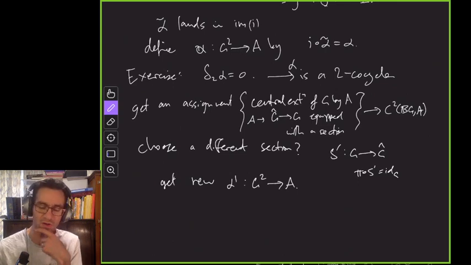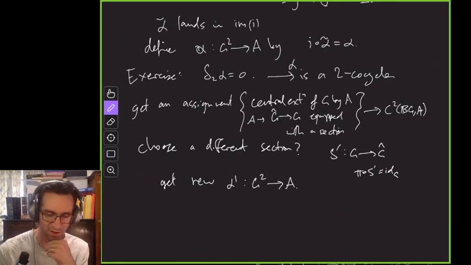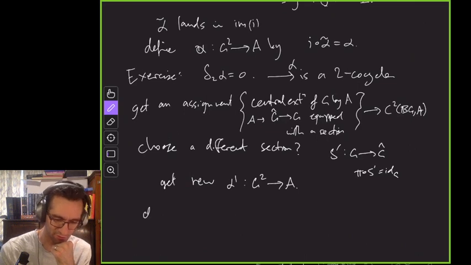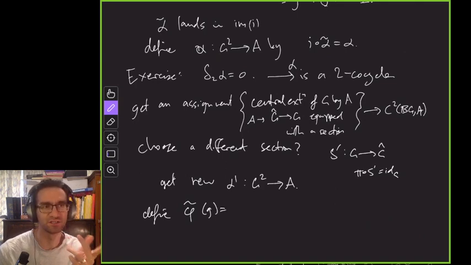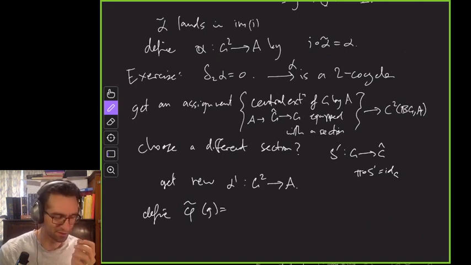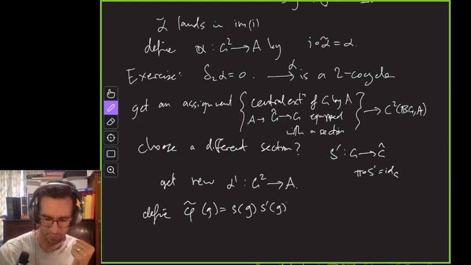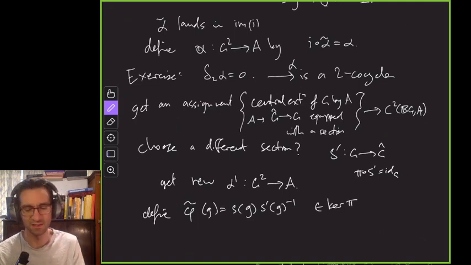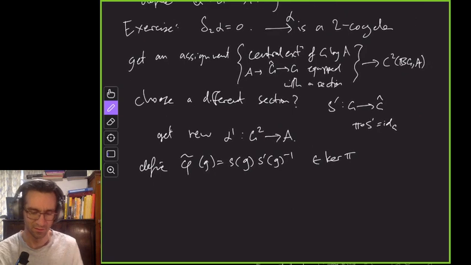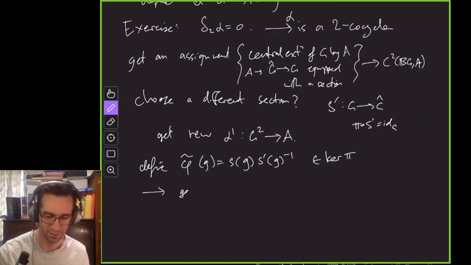All right. How does this relate to our other thing? Well, let's compare our sections. So let's define phi twiddle of g. Right, now we have two sections, we can compare their values, like measure their difference, if you like, in the group by this map. And this happens to lie inside the kernel of pi, because S and S prime are both sections of pi. So we get phi from G to A by phi composed with I is equal to phi twiddle.